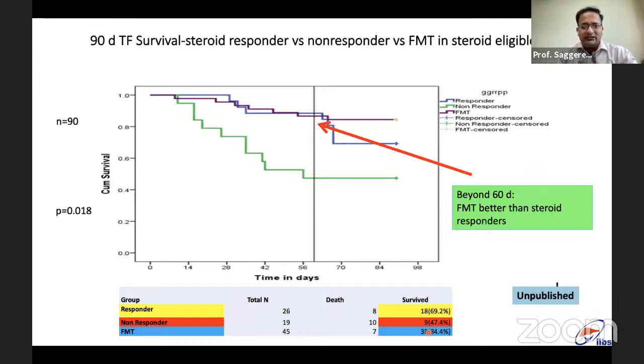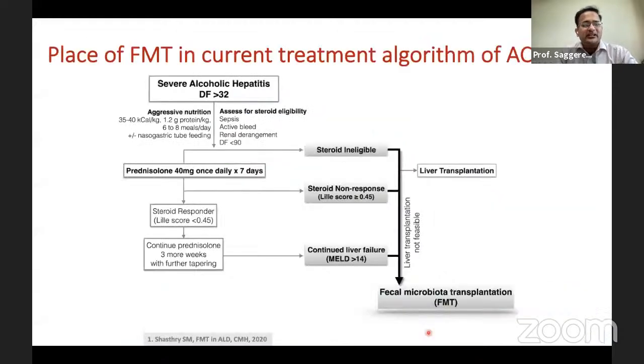So these are encouraging results, which make us believe that dysbiosis can be cured, and this can help in curing the most worrisome liver conditions like alcoholic hepatitis. So where do I place the FMT in the current treatment algorithm of alcoholic hepatitis? Basically, in patients who are ineligible for steroids or not responding, or who have continued higher MELD beyond 30 days, if MELD is more than 14, or if the patient fulfills the criteria for transplant even after a month or two, then also we can think of FMT in such patients, especially in those who do not have transplant options. So, this is the only available data so far for alcoholic hepatitis.